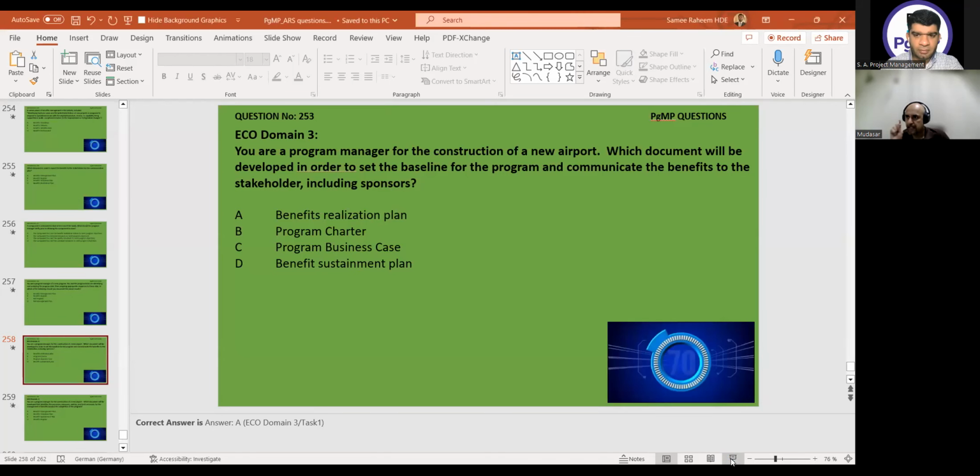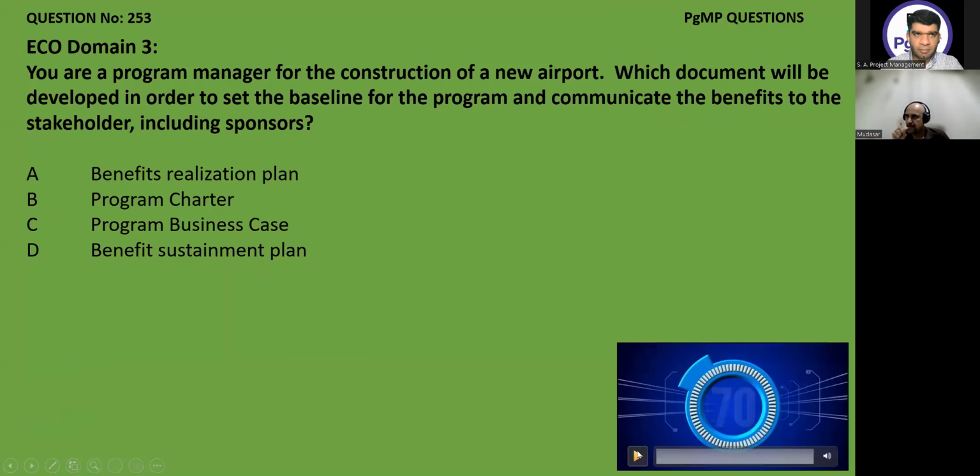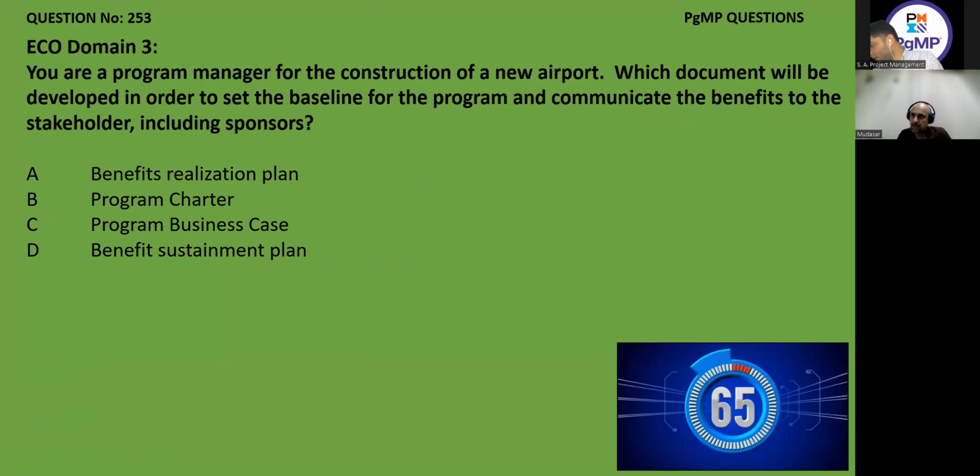So the answer is A, because we have to develop a baseline and communicate it to stakeholders. So the correct answer is a benefit realization plan.